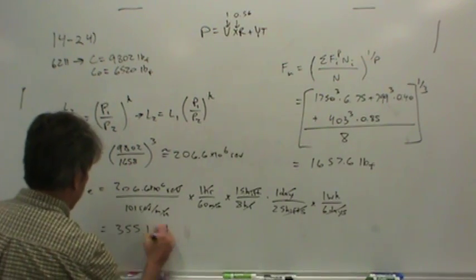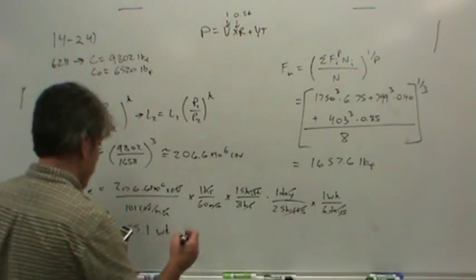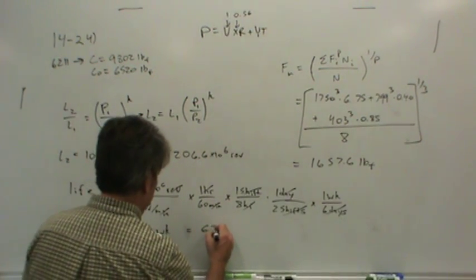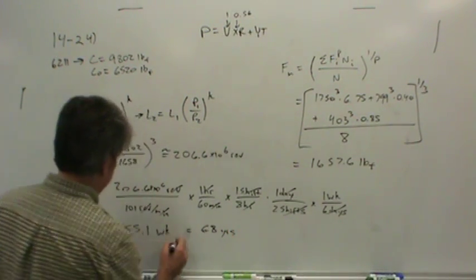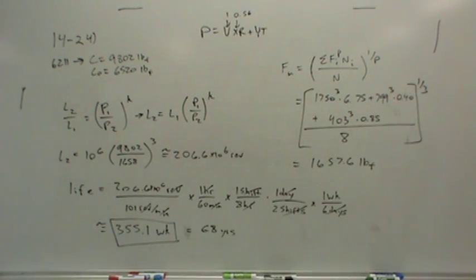355.1 weeks or so. Now, how long is that? Well, there are 52 weeks a year, so this is 6.8 years. Now, they asked for the life in weeks, so there it is. We'd expect to have to replace this bearing almost every 7 years or so. Okay?